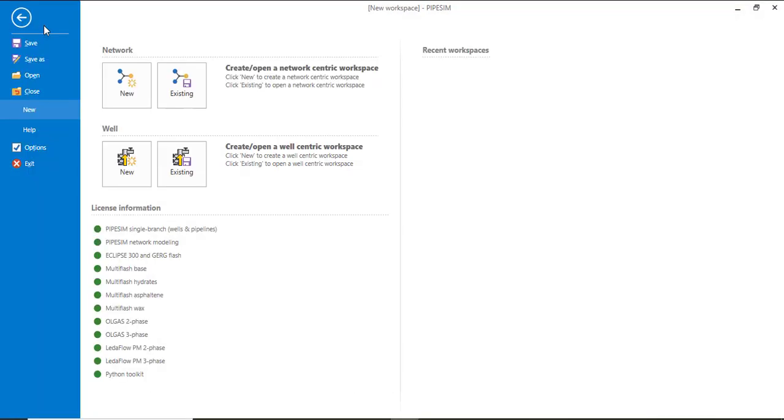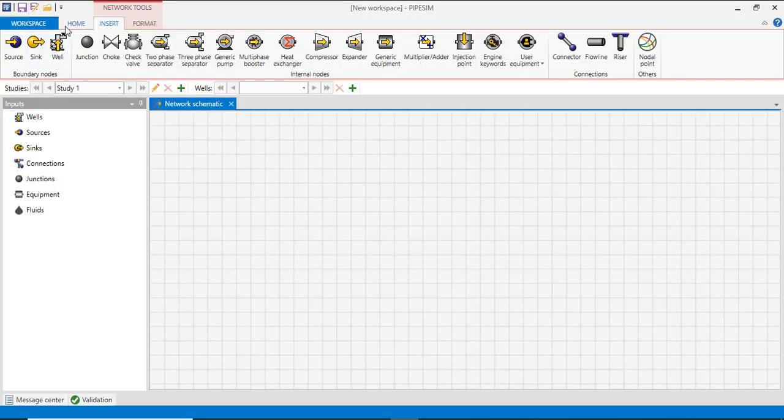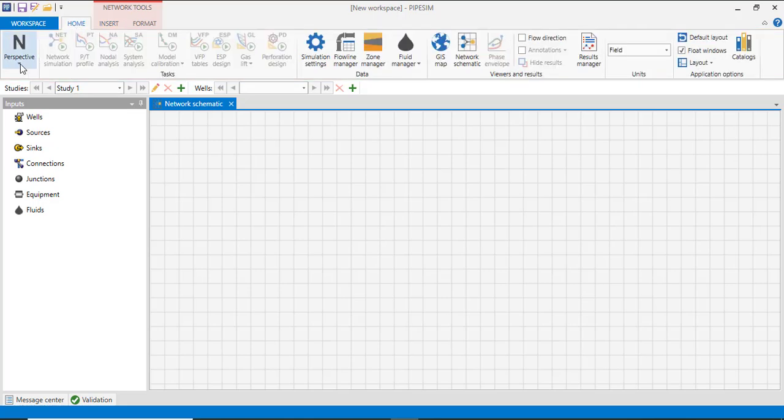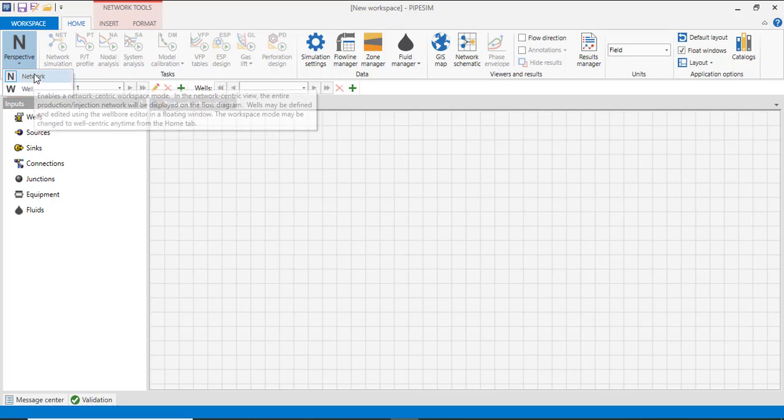So this is called the workspace, and here you have all the boundary nodes and all the internal nodes, connections and other points. At home you will find the perspective, N means gas network and W means well. We will only be looking into the network right now, and here are the settings: flow line manager, zone manager and fluid manager. This fluid manager is very important to characterize any crude, or any two phase or single phase fluid, into PIPESIM. And this is the result manager.